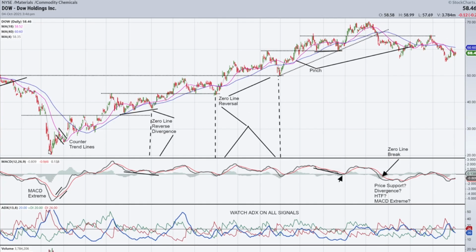Okay, let's get going with the MACD lesson. There's a lot of lines on this chart. I'm going to try and simplify this a little bit, a number of different signals, but let's just start on the left-hand side. I want to show first this MACD extreme.